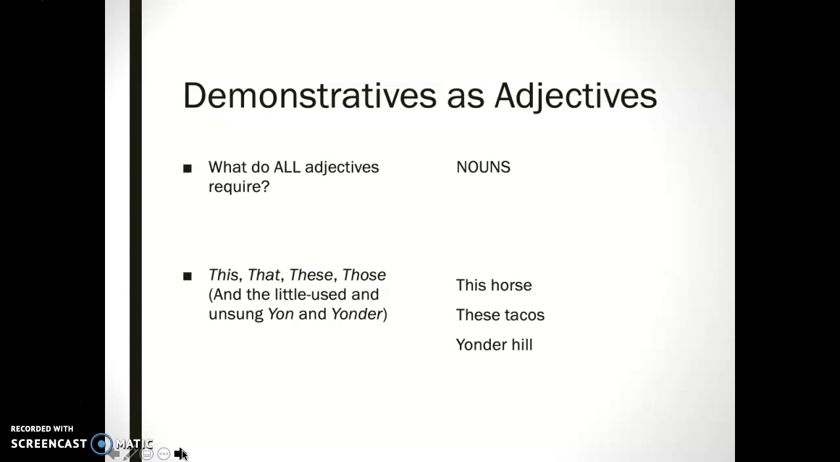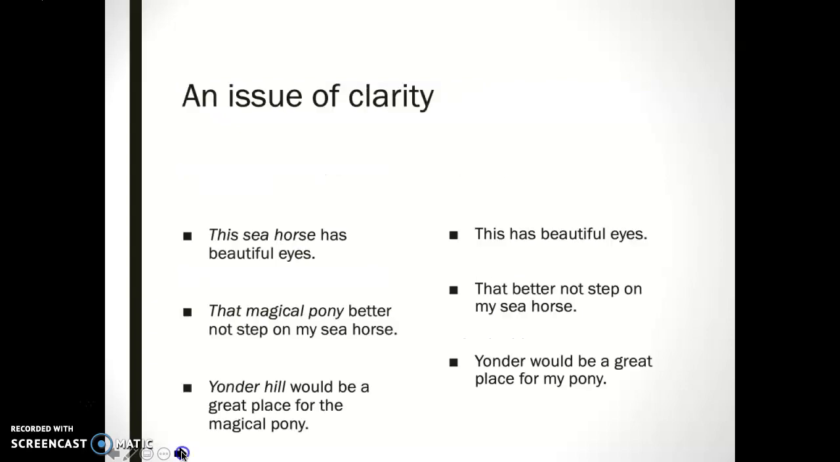These words, because they can function as adjectives, often end up functioning as pronouns as well, and that pronoun usage becomes a little confusing. And maybe that's a little confusing too. So let's take a look at some examples. This seahorse has beautiful eyes is clear, but if we say this has beautiful eyes, I don't know what you're referring to. That magical pony better not step on my seahorse.